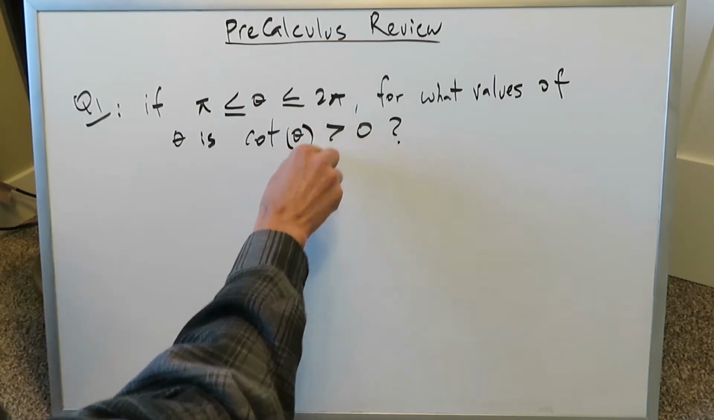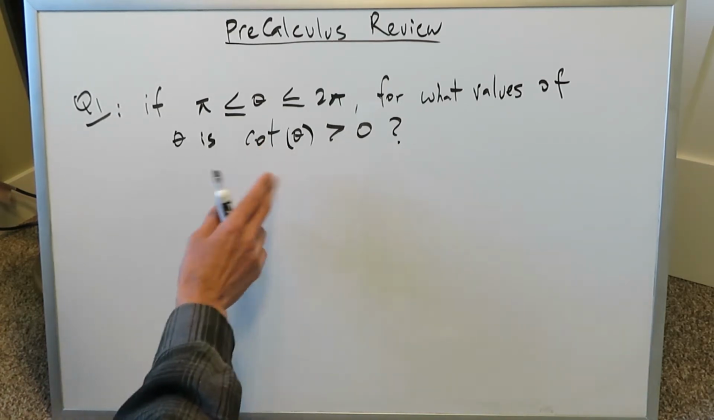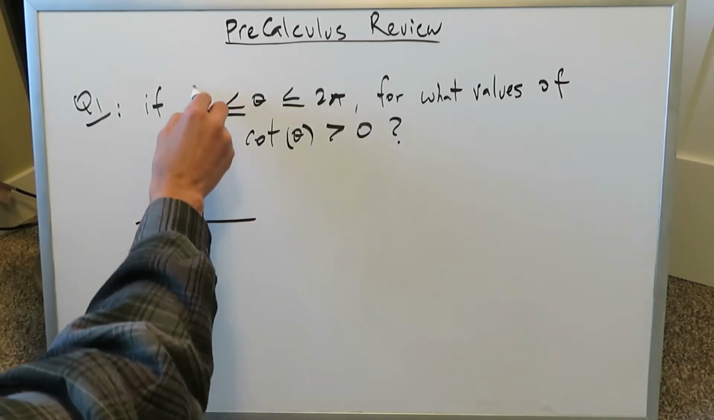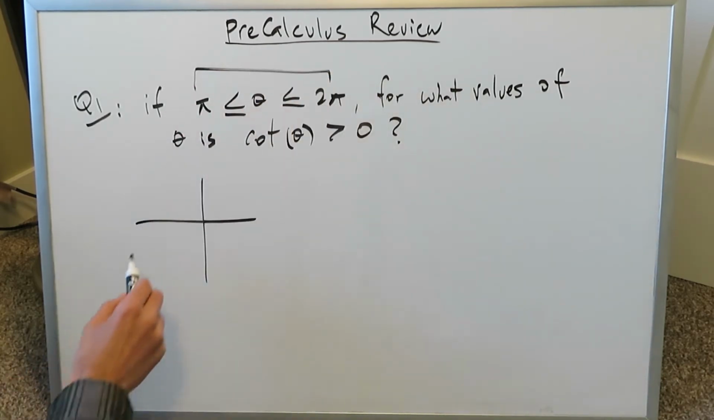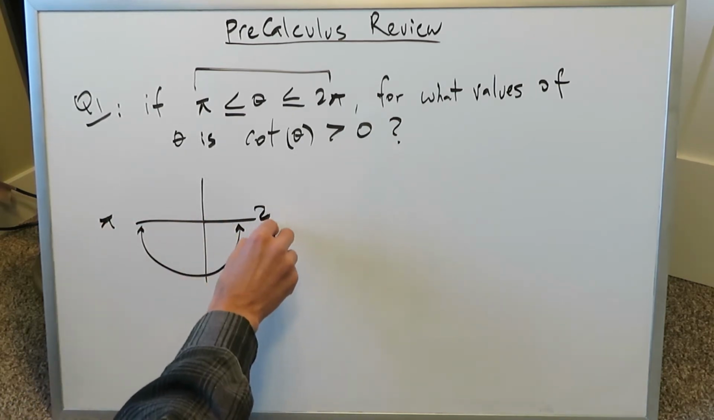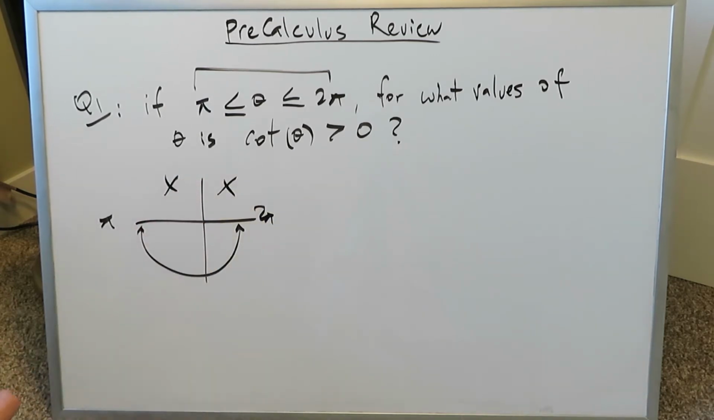How can we do this? First of all, we realize we're dealing with a tangent style function, but here it happens to be cotangent. And then we're also looking at a certain domain. This right here is a domain, from pi to 2 pi. So we're not even looking at this quadrant or that. We're only looking at quadrants 3 and 4.